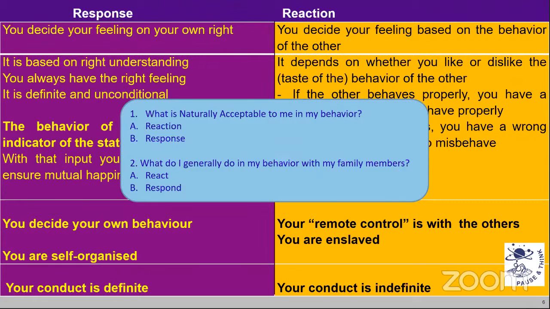Nice, nice. So now we can see this. What is naturally acceptable to me in my behavior? Reaction or response? And what do I generally do in my behavior with my family members? Do I generally react or generally respond? So first one, A or B, and second one, A or B.